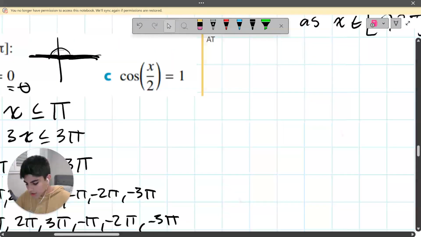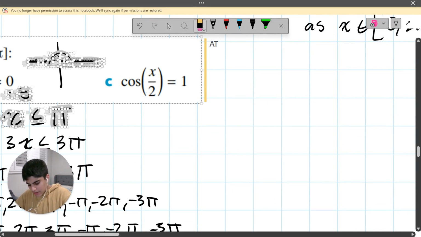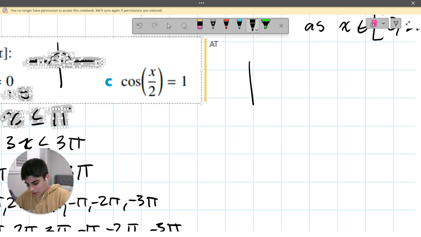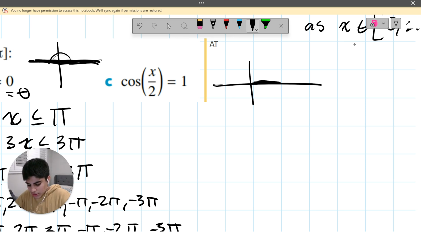Next question, cosine x over 2 equals 1. The dilation here is by 1/2. Cosine is 1 when we are at the origin, right? So this is our reference angle. Our reference angle is 0 or 2 pi. Those are our two reference angles.